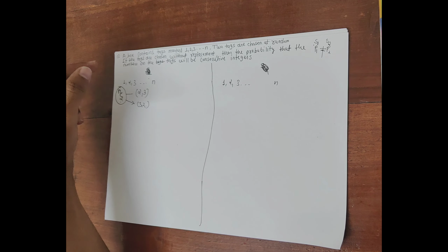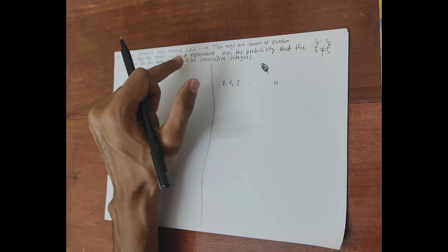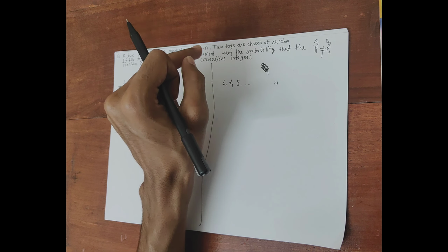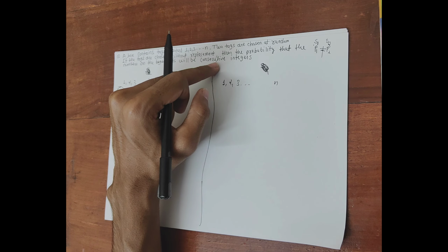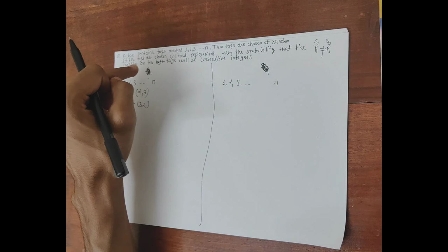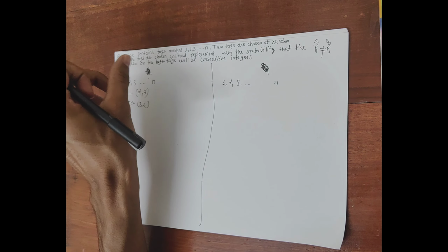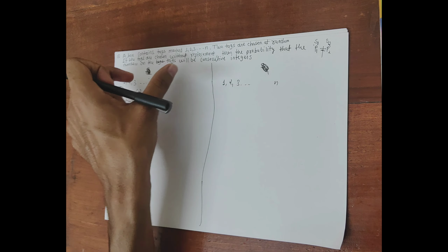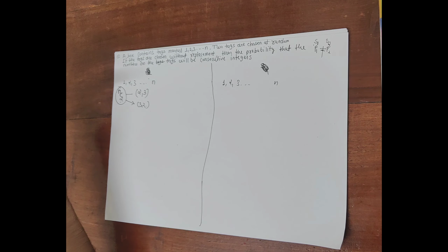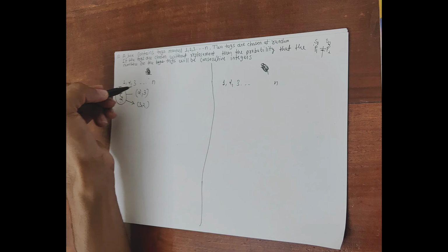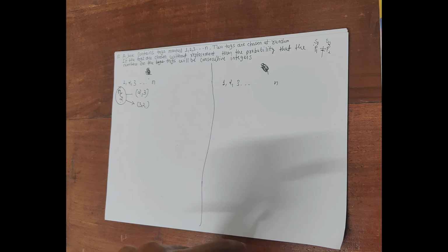Now the example says that you have a box that contains tags marked from 1 to n, and two tags are chosen at random. If the tags are chosen without replacement, find the probability that the numbers on the tags will be consecutive integers. So we have to find the probability of getting consecutive cards, right? We have cards 1 to n. Now I will be solving it by taking two different sample spaces.